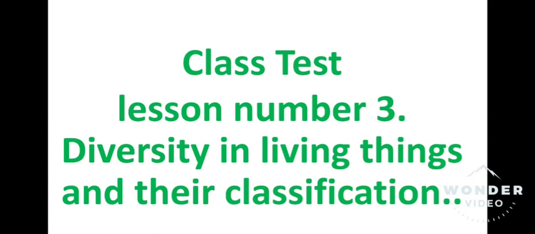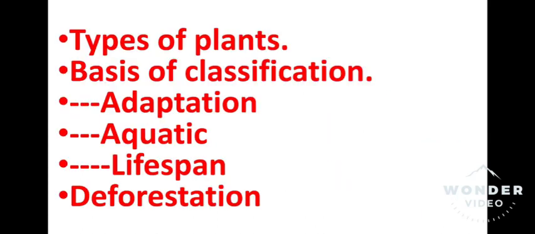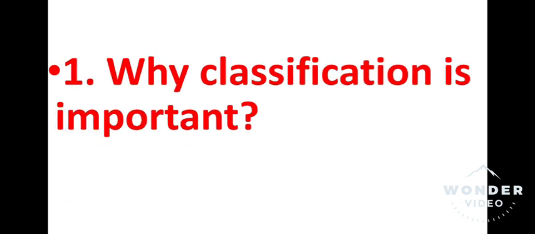Good morning, children. Today, we are going to revise lesson number 3, Diversity in Living Things and their Classification with the help of a class test. The topics for the class test are types of plants, basis of classification, adaptation of plants, aquatic plants, lifespan of plants, deforestation.